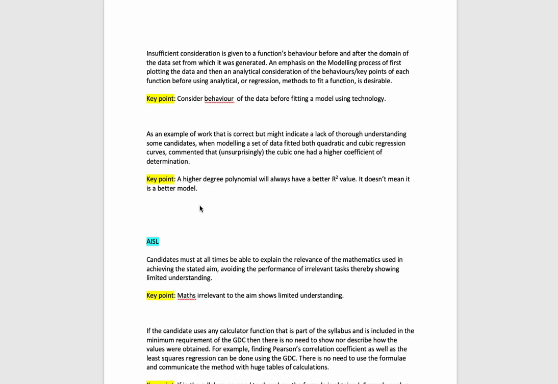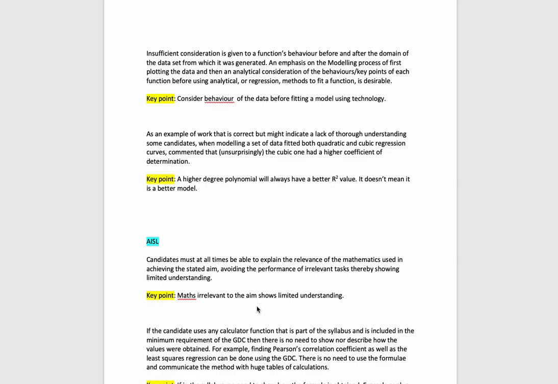I've talked about that in various videos, but if you're trying to fit a function onto data points, if you fit a cubic, it will have a better R-squared value than a quadratic, and a polynomial of degree 4 will have a higher R-squared value than a polynomial of degree 3. It doesn't necessarily mean it's a better model, so that's why you have to go and talk about the shape. So just be very careful with the R-squared value, make sure you understand what it is.